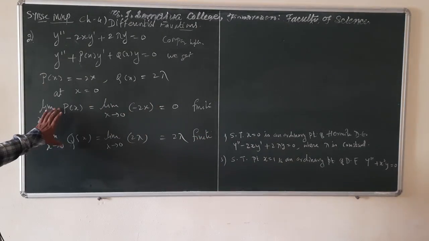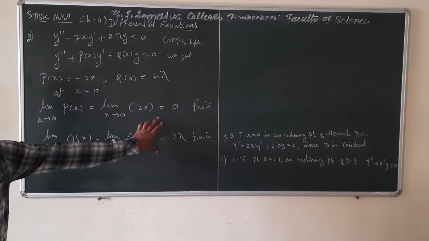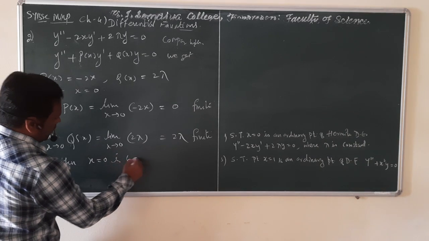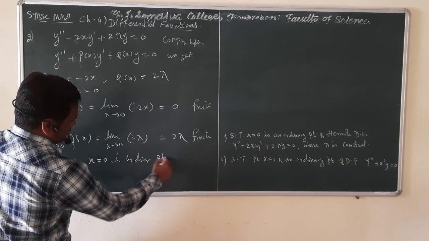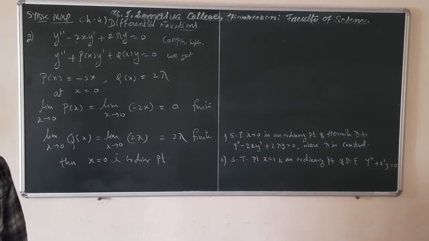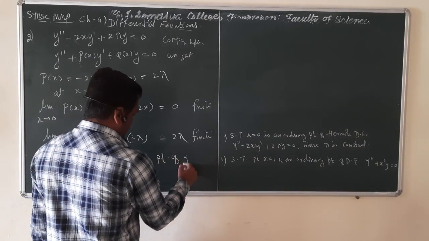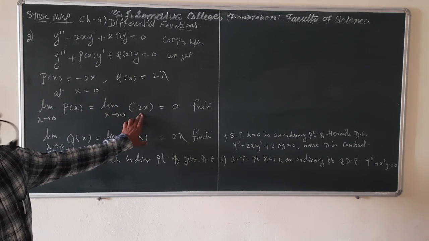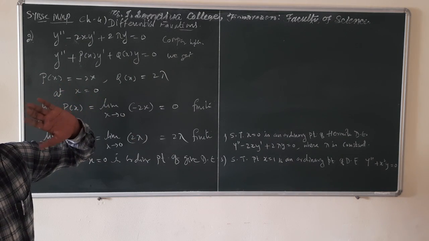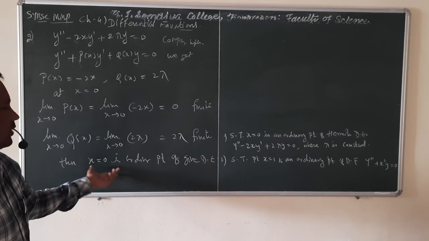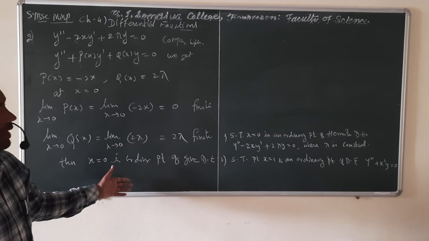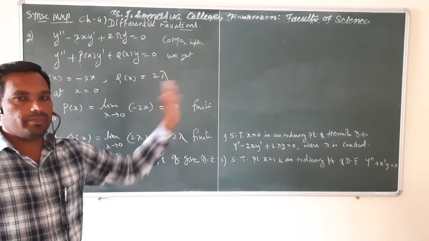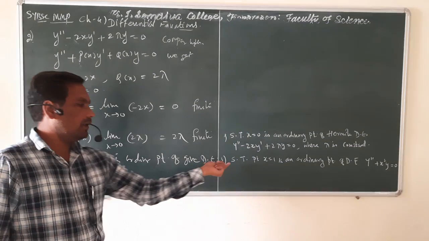Since both these limits remain finite, x is equal to 0 is an ordinary point of the given differential equation. If out of these two limits any one becomes infinite, then we can say such a point is a singular point, and for a singular point we can find the type of singularity by the same procedure we did in our previous problem. Now moving to problem number 3.